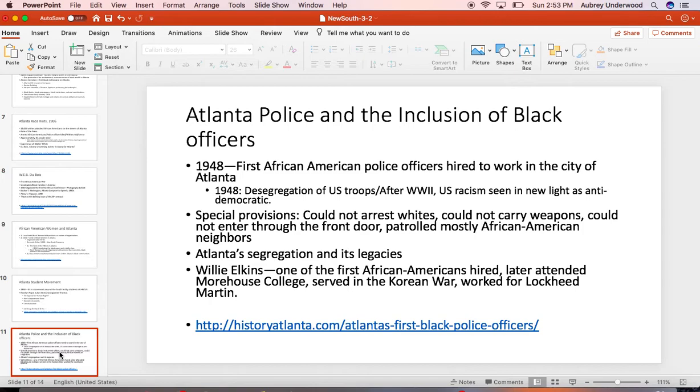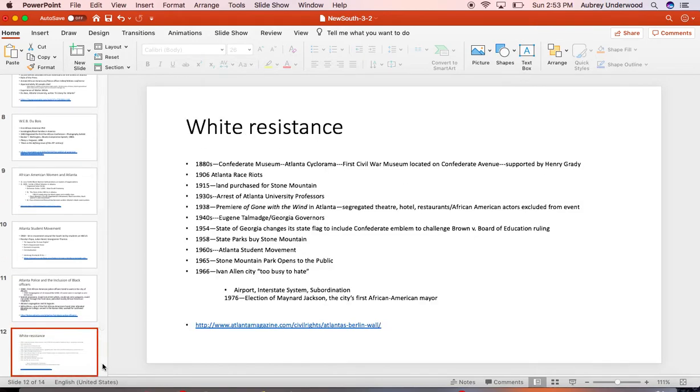There are a number of ways to look at this particular history, but focusing on individual lives is an effective mechanism. Willie Elkins is one of the first African Americans hired to work for Lockheed Martin, which is in Marietta. Often his stories were used to demonstrate the plight of Black police officers in Atlanta during a time of intense racial segregation and oppression.